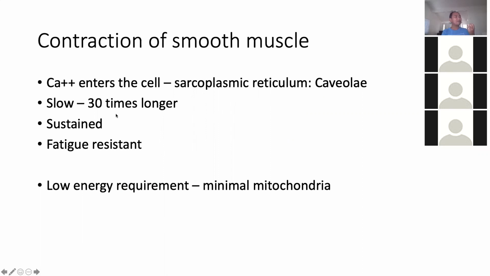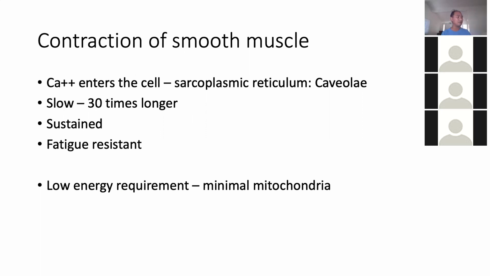It takes about 30 times longer than skeletal muscle. Let's say in our hands, the muscles of the finger, bang, contract, relax, contract, relax. It is so quick, but the smooth muscle will take about 30 times longer to contract. And when it contracts, it will not let go. It will be sustained, and it just keeps going on and on.